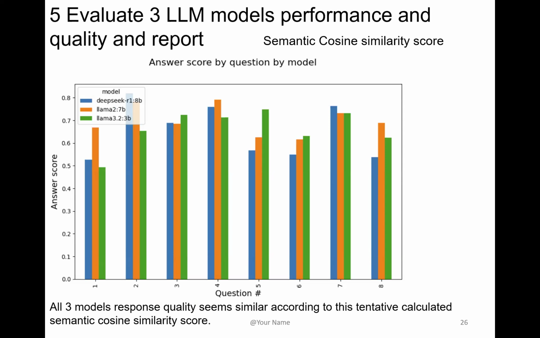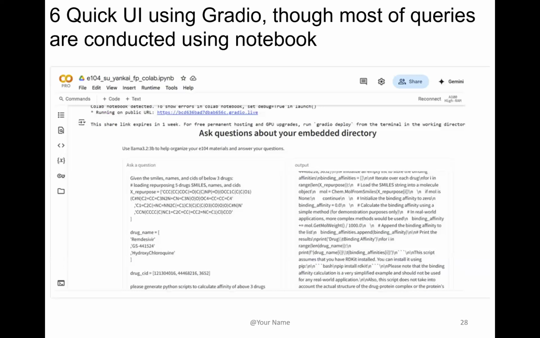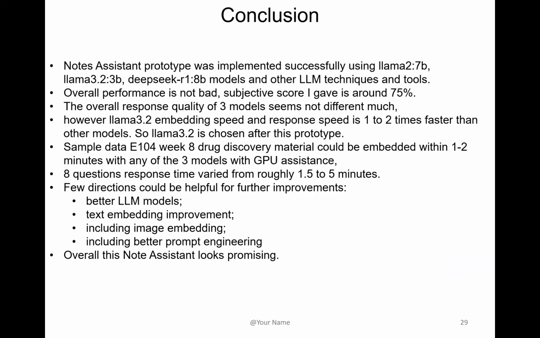Though, if we use semantic cosine similarity, they're not that different. However, we know that LLaMA 3.2 is way faster on embedding as well as the query response. So after this prototype, LLaMA 3.2 is chosen, and we can use Gradio to build a quick UI, where you can input your questions and get answers.